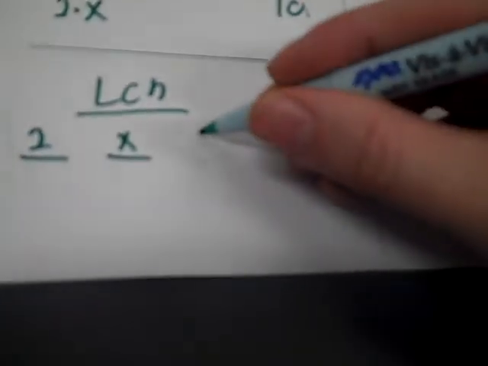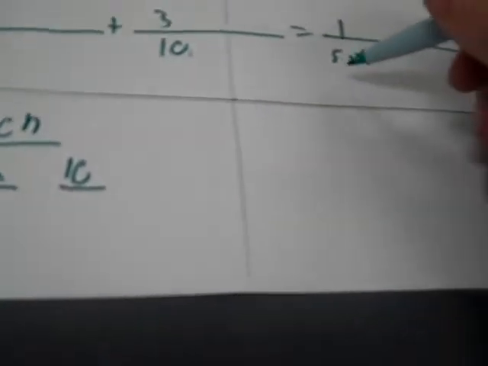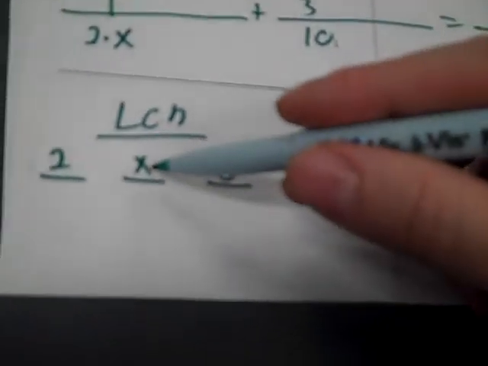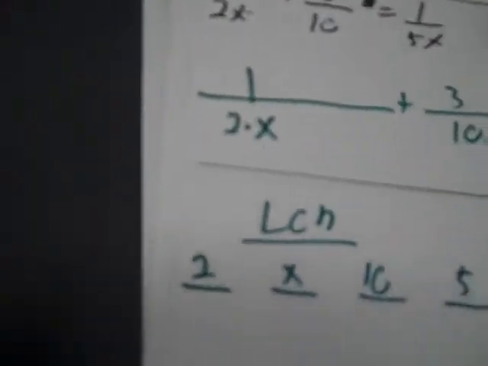So in the first denominator, I have a factor of 2, which separates the 2 from the x, and a factor of x. I have a factor of 10 on the bottom of the second one. A factor of 5, and then another factor of x. Well, I already know I have x. I have to deal with x.